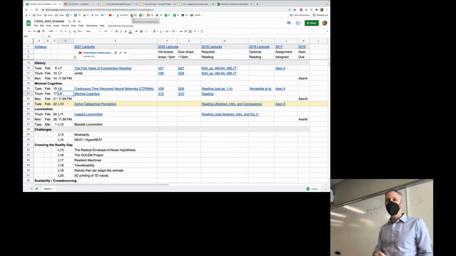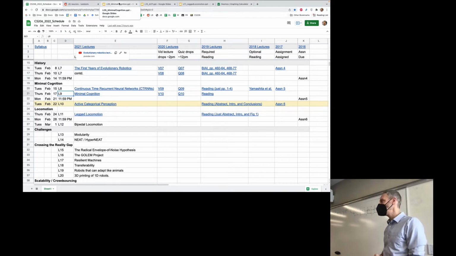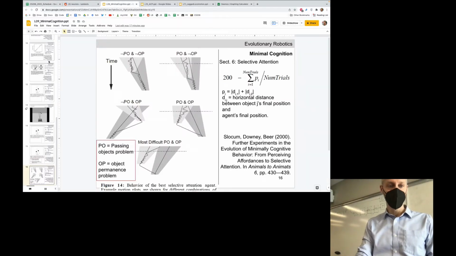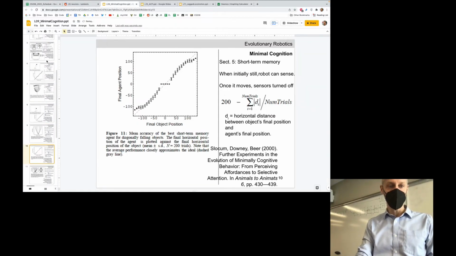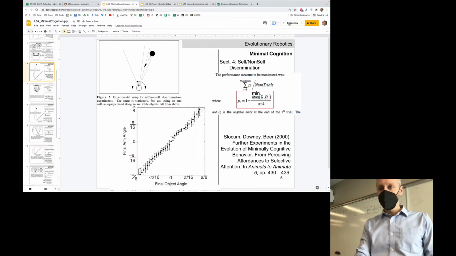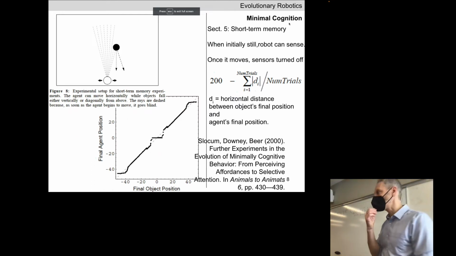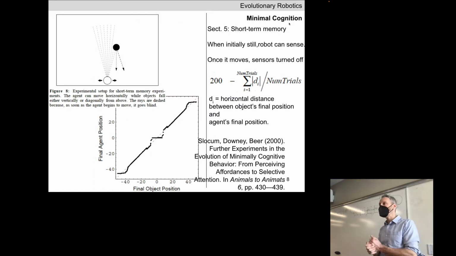Absolutely. So discriminating between self and non-self, something that humans get out of the way relatively early in our infancy, something that robots still struggle with. And as you mentioned, short-term memory, of course, very important aspect of cognition. So let's pick up where we left off last time, which was looking at the short-term memory. How are we evolving robots to form memories? By making them blind the moment they start moving.